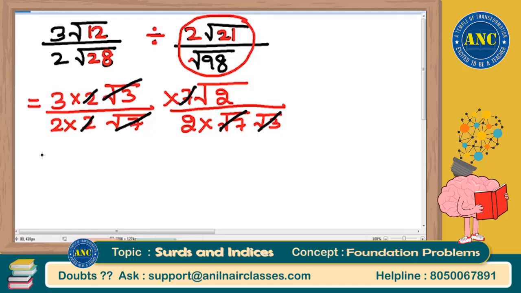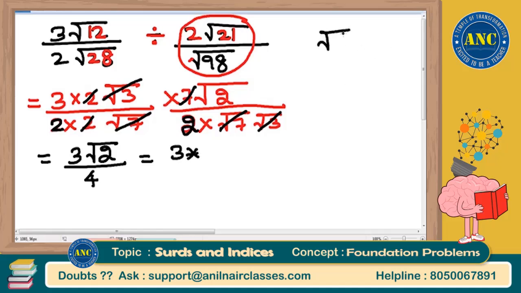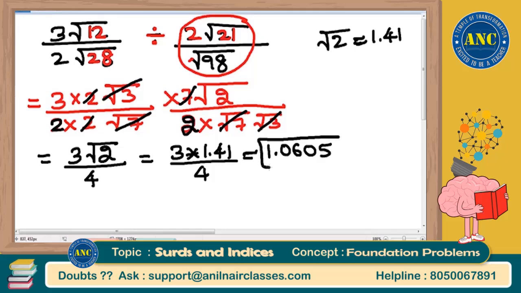So in the numerator you are left with 3 root 2, divided by, in the denominator, 2 into 2, which is nothing but 4. If I further simplify, 3 into root 2, whose value is approximately 1.41, so 3 into 1.41 divided by 4. The answer is approximately equal to 1.0605.